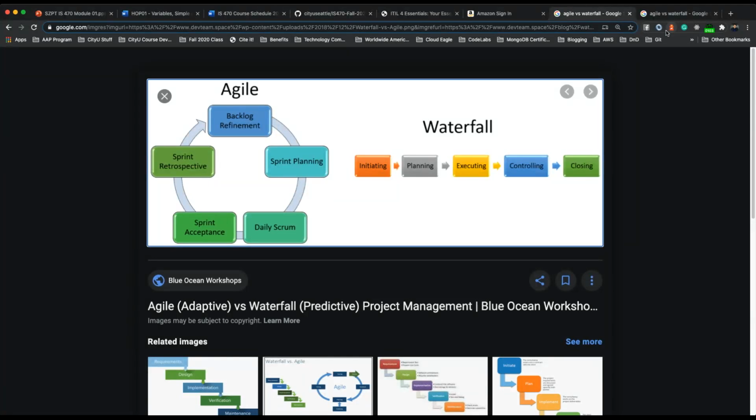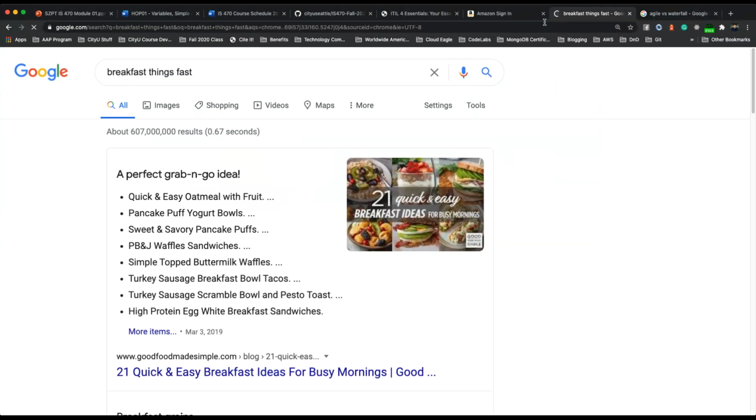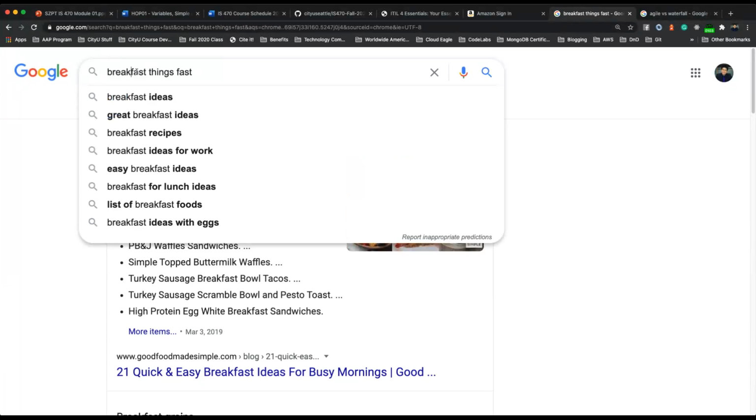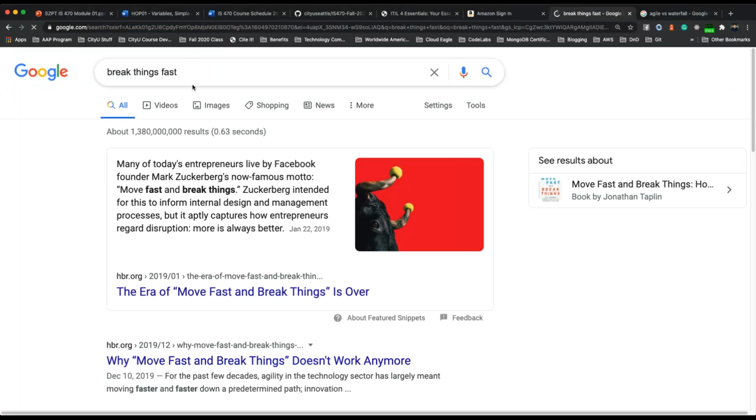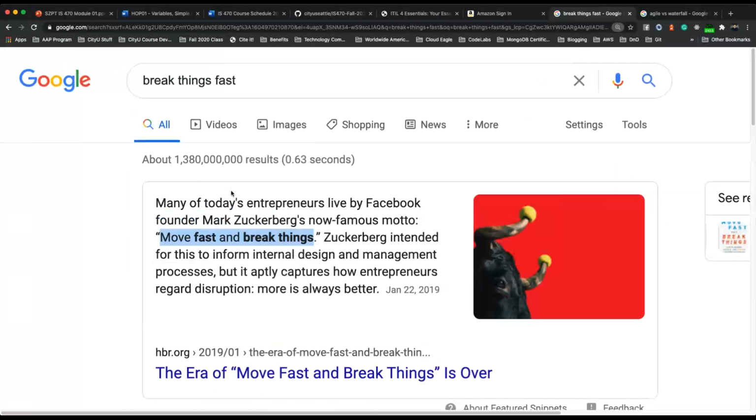As for agile, it's good for applications where you can just break things and fix them right away. There's this comment about breaking things fast. No, sorry. Move fast and break things. It's from Mark Zuckerberg, the creator of Facebook. That's the motto. Again, it could have changed, but back in the days, that was it.